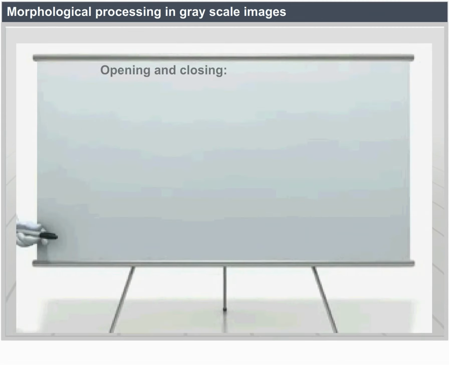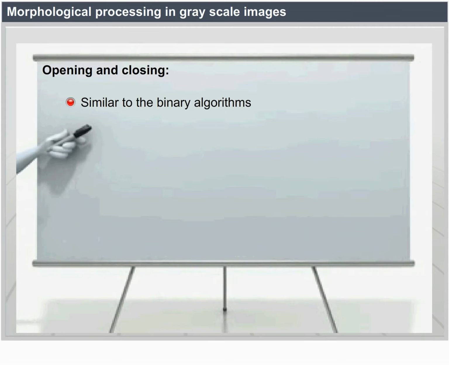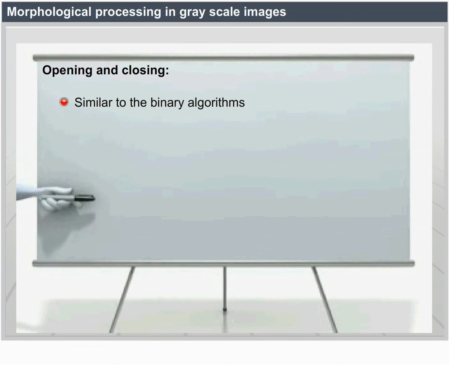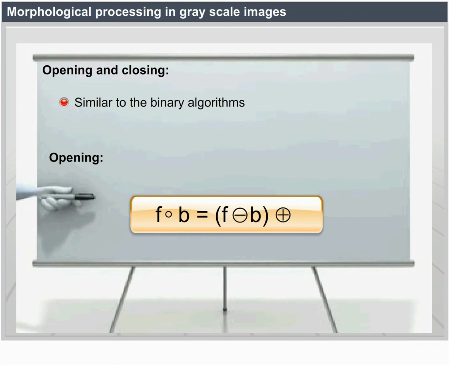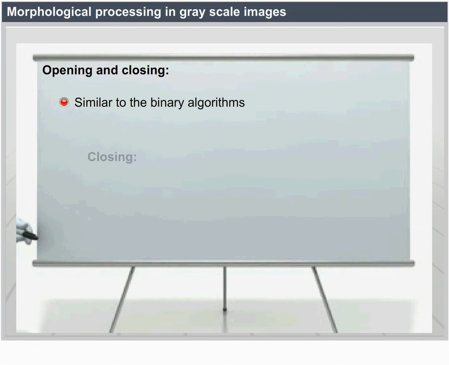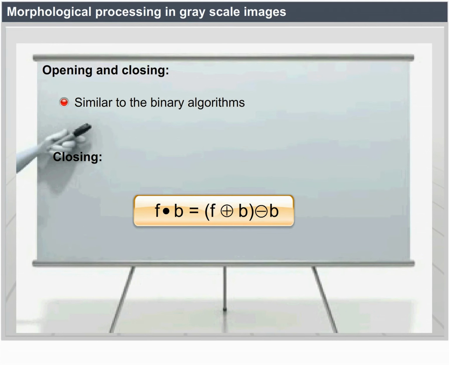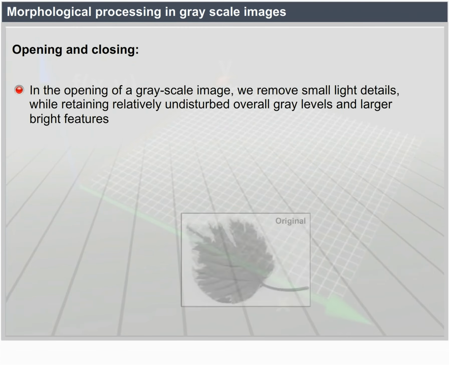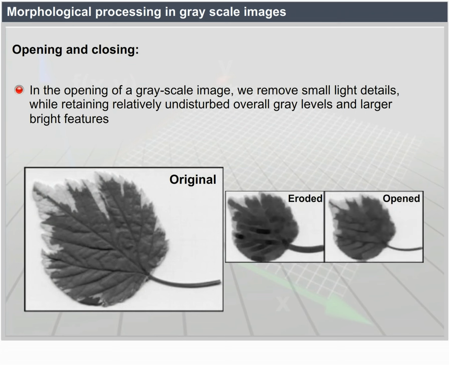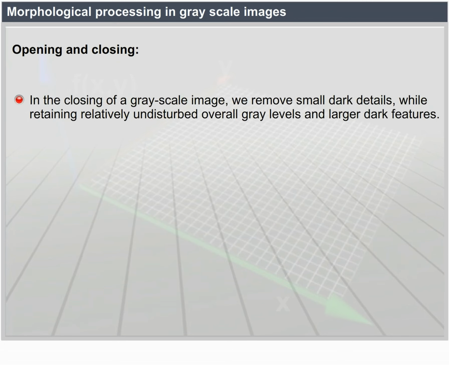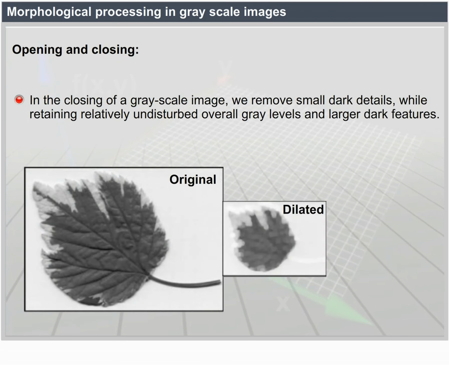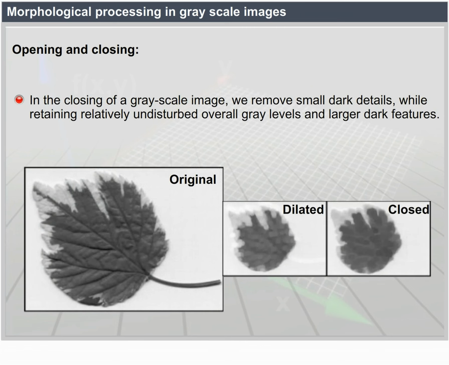Opening and closing. Similar to the binary algorithms, opening can be represented by the equation as shown on screen and closing by this equation. In the opening of a grayscale image, we remove small light details while retaining relatively undisturbed overall gray levels and larger bright features. In the closing of a grayscale image, we remove small dark details while retaining relatively undisturbed overall gray levels and larger dark features.